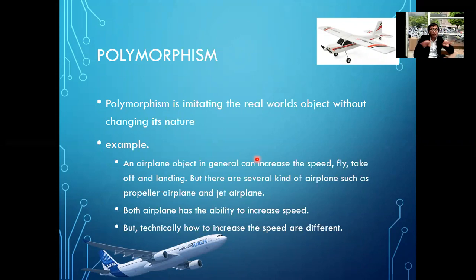So by having this understanding, even though they are different, the names of the function are not different. The fly function is still called fly, even though how to fly is different, but they are still flying. So in this kind of situation, the concept of polymorphism accommodates this problem. Even though you have the same action or the same function, the content of the function can be different.